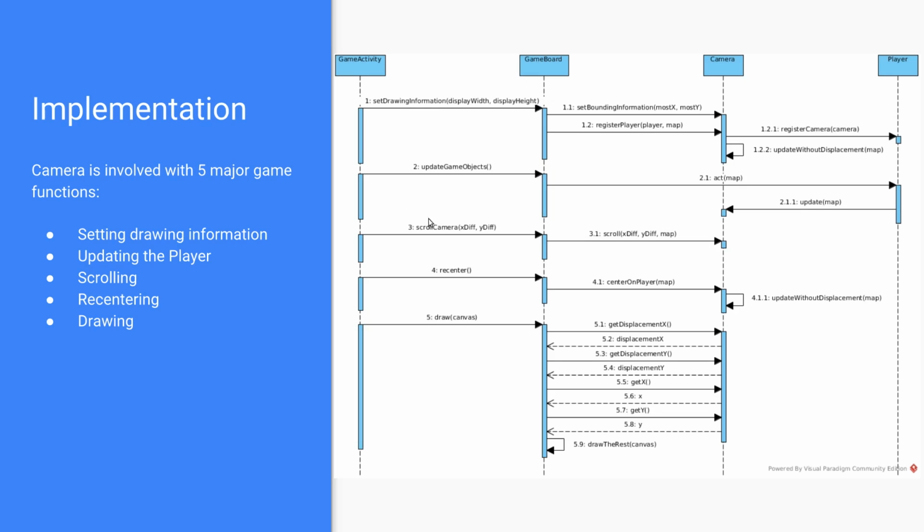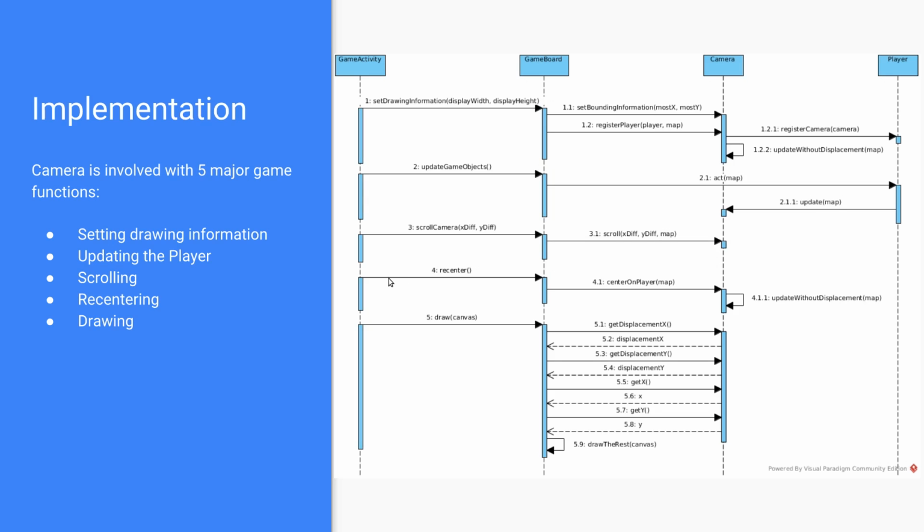Next happens with scrolling. The game activity will notify the game board whenever the player held on the screen and moved their finger around, and it will give the amount that it moved in each direction. The game board will simply pass this along to the camera, and the camera handles all of the scrolling for your finger. The game board simply passes all of the information down to the camera, and the camera handles all the implementation.